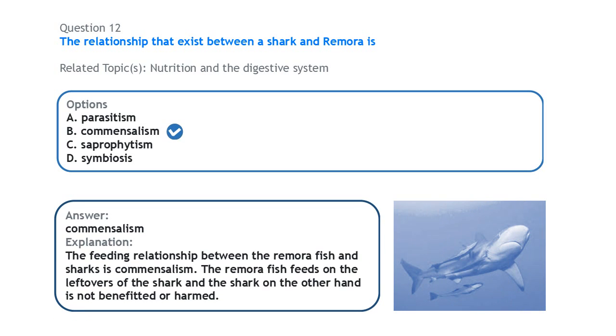If you look at the relationship between the shark and the remora, it is commensalism, in the sense that the remora fish feeds on the leftovers of the shark, and the shark in question is not harmed, neither does it get any benefit. So it is the remora that benefits from this.